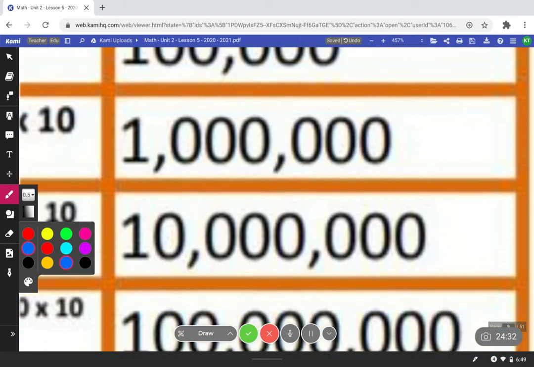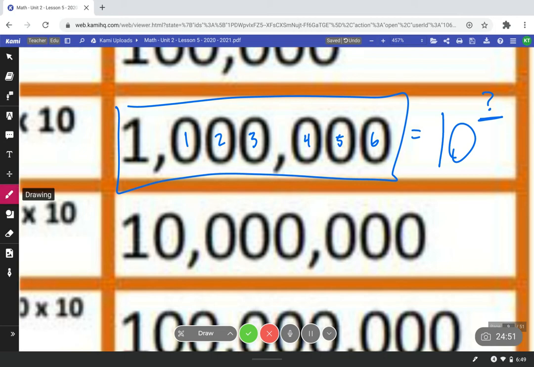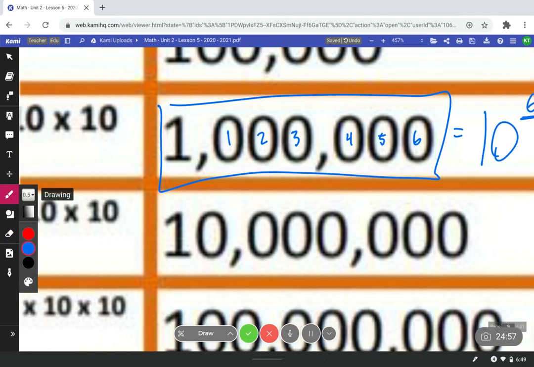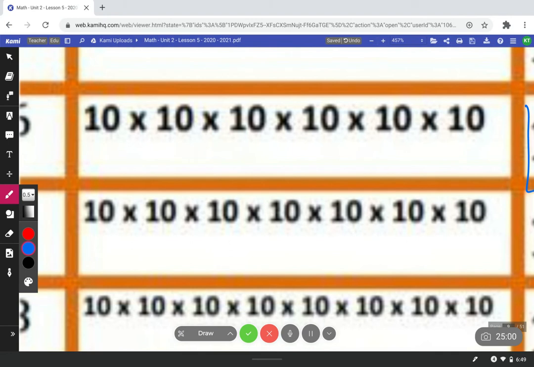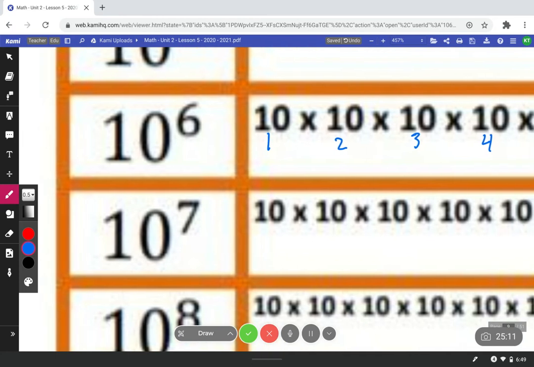So let's do another one. Let's do this one. Equals 10 to the power of what? 1, 2, 3, 4, 5, 6. So I'm going to put my answer as 6. And let's scroll over and see if I'm correct. So I got 1, 2, 3, 4, 5, 6. So far, I'm still checking out. And look at that, 10 to the power of 6.